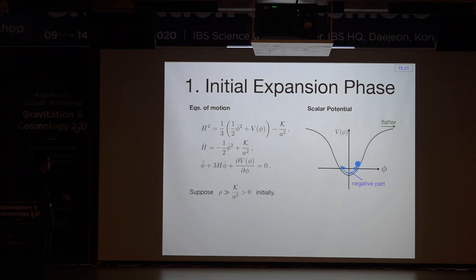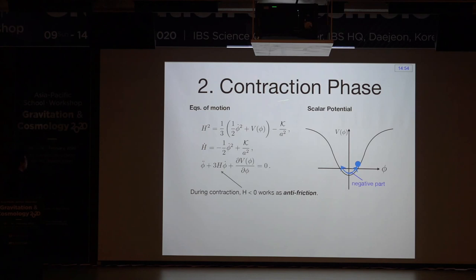Then at some point, because of cosmic friction, the amplitude of the scalar field oscillation decreases. And then at some time, this energy balances with this spatial curvature term. At that time, as I said, H vanishes, and then H dot is negative because this kinetic term is dominant. So H becomes negative. This means that the universe starts to contract. In this second phase, the Hubble parameter is negative because it's contracting. So the cosmological Hubble friction becomes a negative friction, or anti-friction. This accelerates the scalar field oscillations, and its amplitude grows.